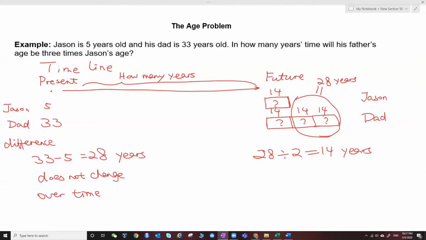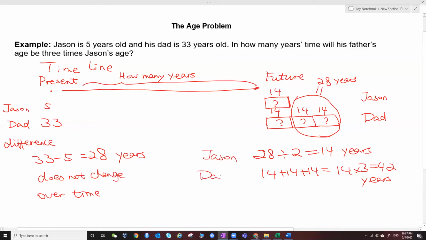And in that way, we know that Jason is 14 years old in the future, and his dad is 14 plus 14 plus 14, or 14 times 3, 42 years old in the future. So this is Jason's age somewhere in the future. This is dad's age somewhere in the future. And again, the question is not asking how old they will be in the future, but it's asking the distance between now and the future.